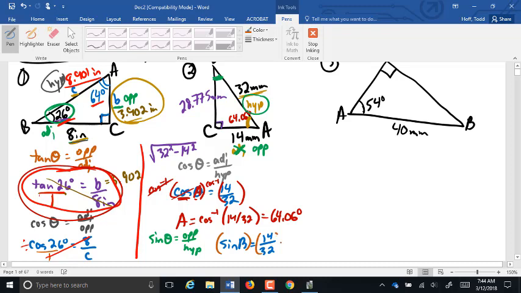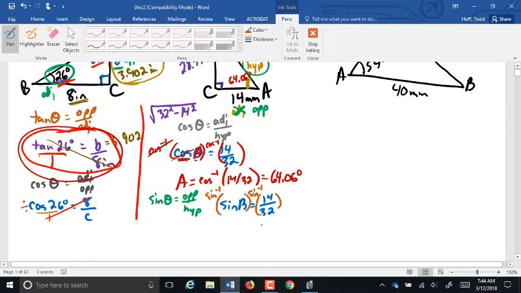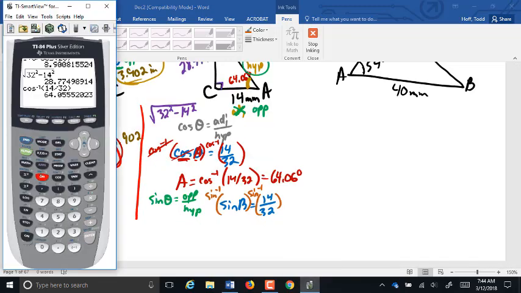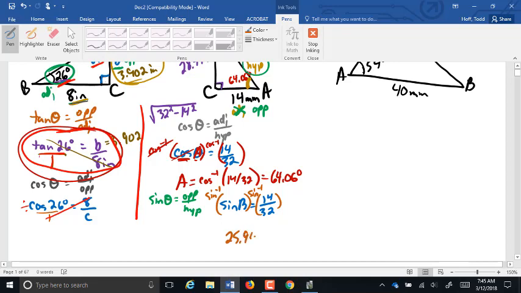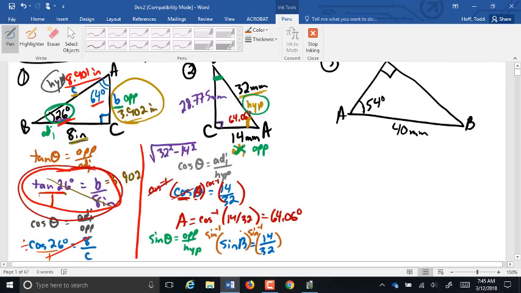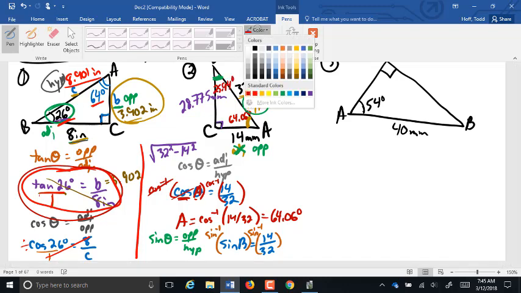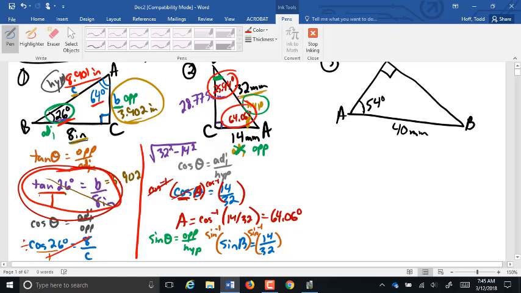So now we have to do an inverse sine. Inverse sine of 14 divided by 32 is 25.94 degrees. So 25.94 degrees goes up there for angle B. And I should note, if I add those two angles together, along with the 90, I do get my angle sum of 180 degrees.